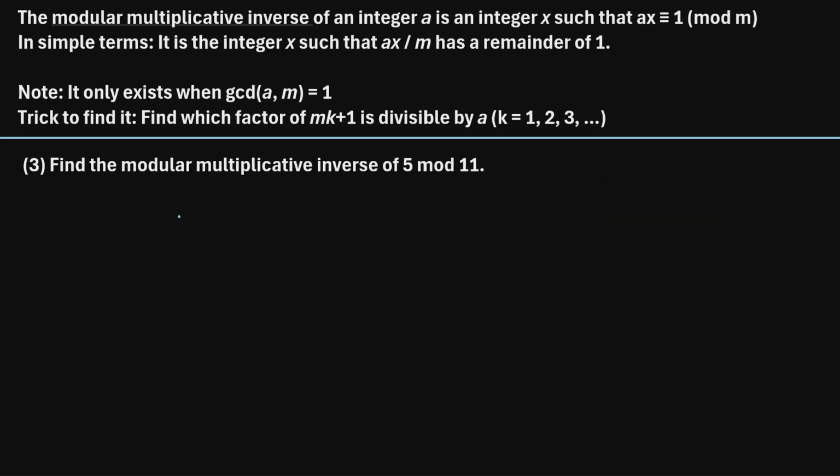All right, let's try one more example. This one says, find the modular multiplicative inverse of 5 mod 11. So again, let's first check, is the greatest common divisor between 5 and 11 equal to 1? Yes, it is equal to 1, because 5 and 11 don't share any factors. So we know the modular multiplicative inverse exists. Now we just have to use this trick up here to actually find it. So for this example, 5 represents our a, and 11 represents our m.